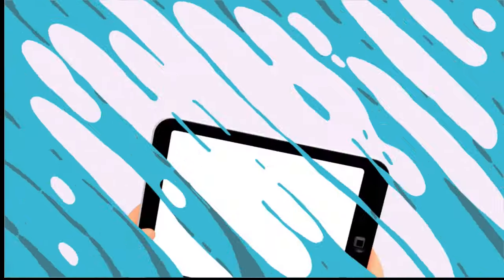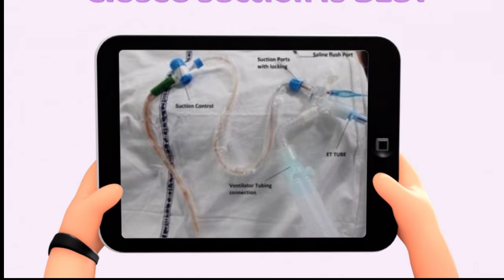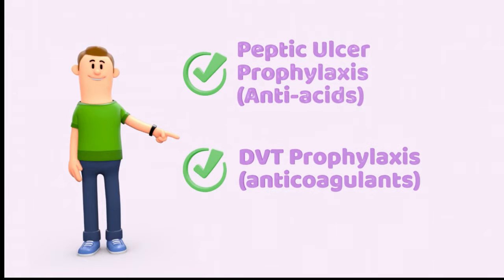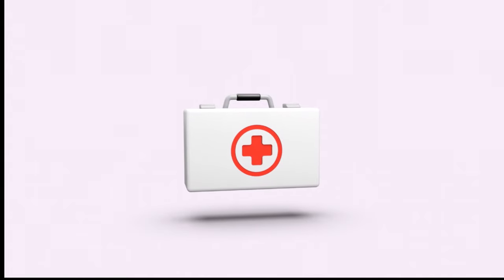Regular suctioning of secretions from the mouth and airway removes fluids that could potentially carry bacteria into the lungs. The use of anti-acid medications and anticoagulants for mechanically ventilated patients ensure that acid reflux and possible thrombi do not irritate the already debilitated patient.